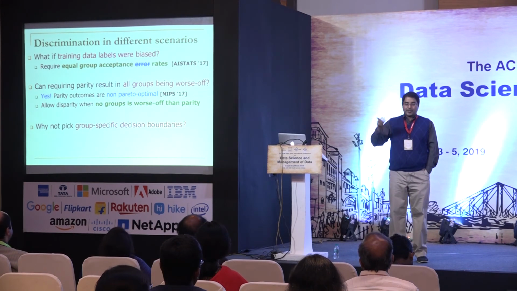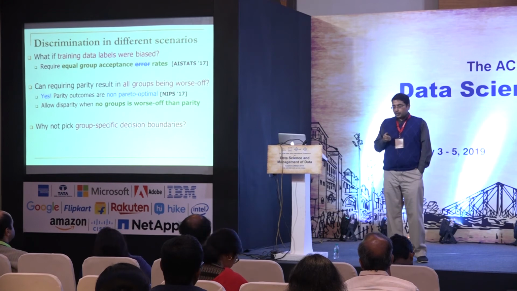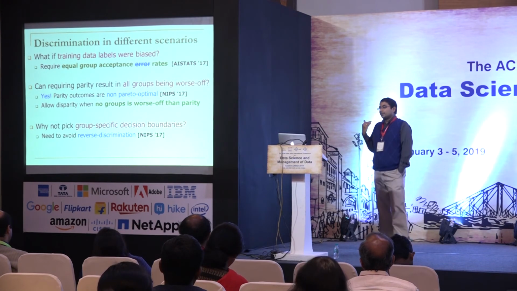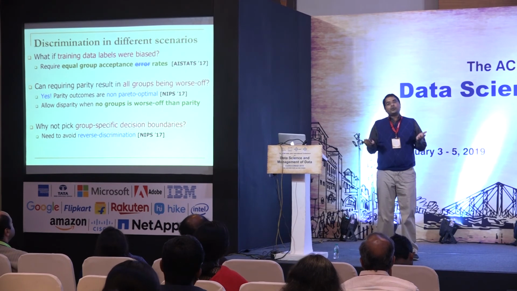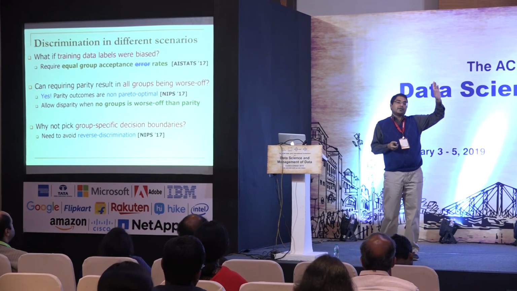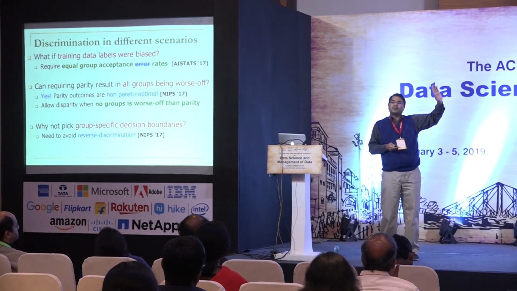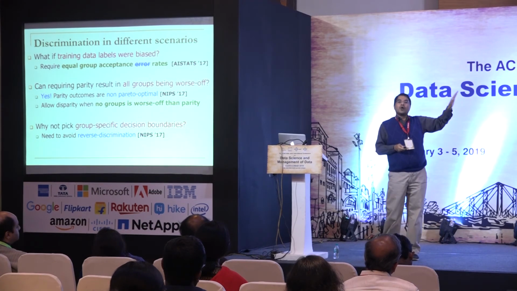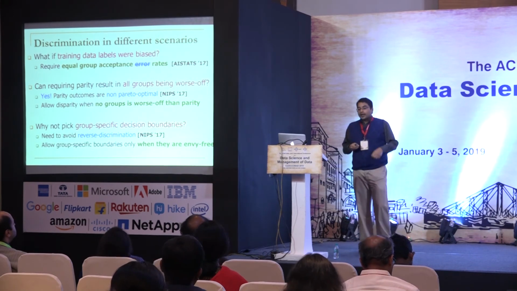Then one question that some of you might be thinking about is, why are we not solving this problem by simply picking group conditional boundaries? Why not have separate boundaries for the blue dots and the yellow dots? We would be done with this. The problem is, if you start using different boundaries for the two different groups, you would be accused of what is known as reverse discrimination. Reverse discrimination is one where some people feel that the other group, because they have a separate boundary, it begins to be thought of more as a quota system, and there are issues with that sort of a thing.